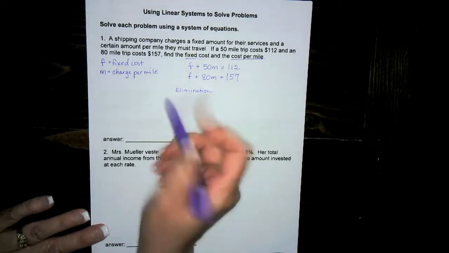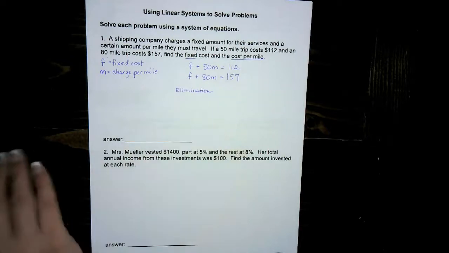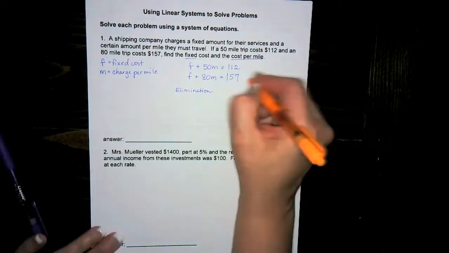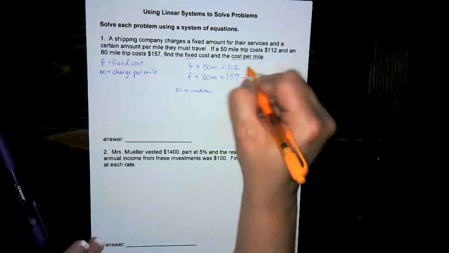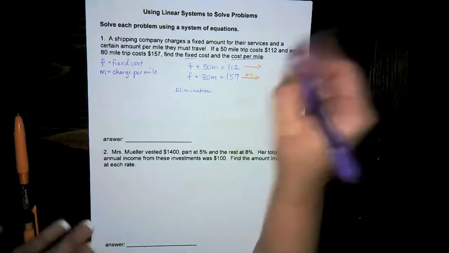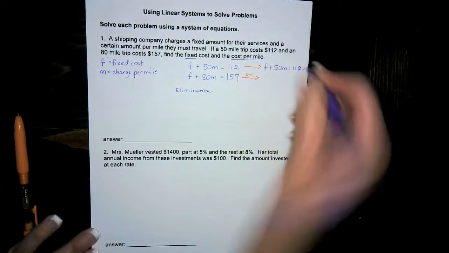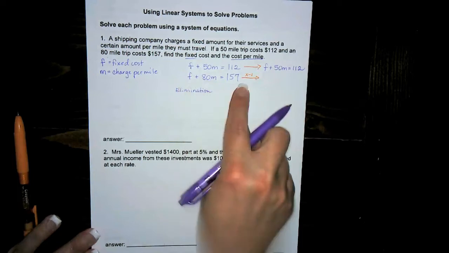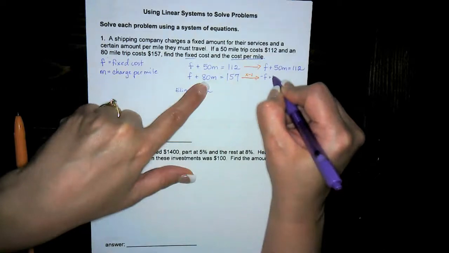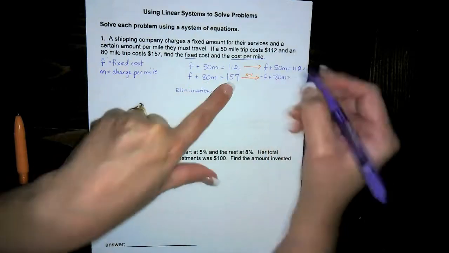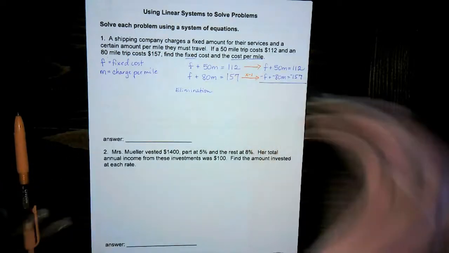Because they have the same number written in front, all I really need is for one of these to be negative. So I'm going to multiply that second equation by -1. I'm going to leave the first equation alone. So that first equation is going to stay F plus 50m equals 112. And then I'm going to multiply the second equation by -1. So F times -1 is negative F. 80m times -1 is negative 80m. And then negative 157. Okay, now we're ready to add.